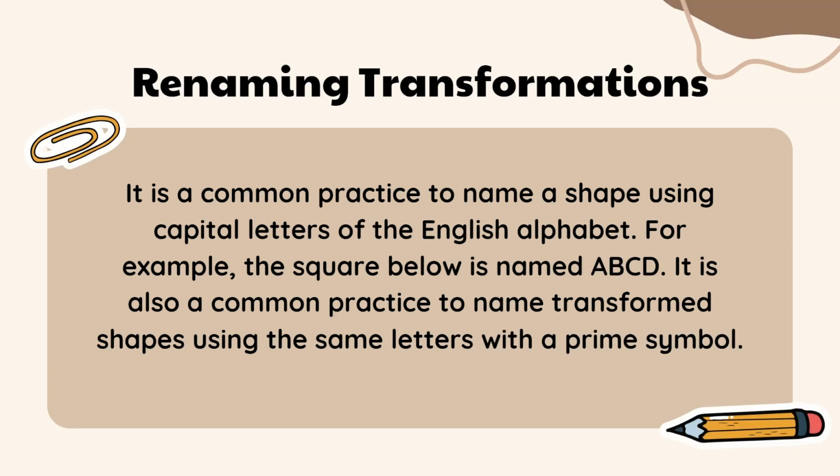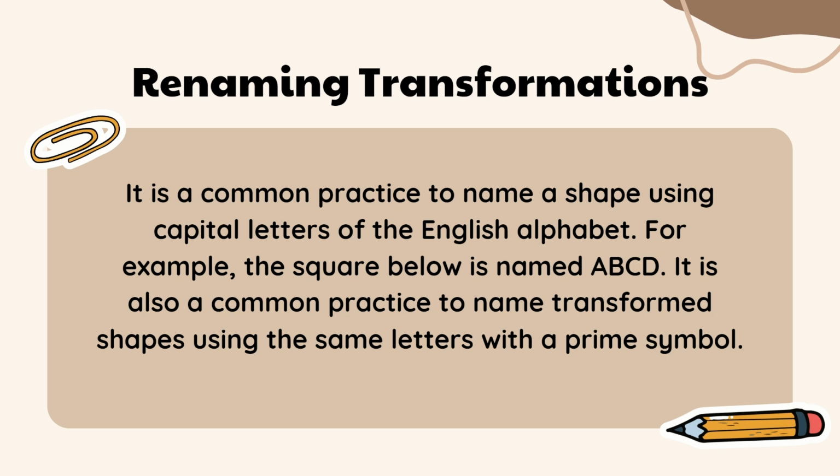Next is renaming transformations. It is a common practice to name a shape using capital letters of the English alphabet. For example, the square below is named ABCD. It is also a common practice to name transformed shapes using the same letter with a prime symbol.